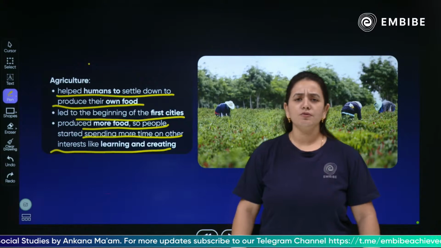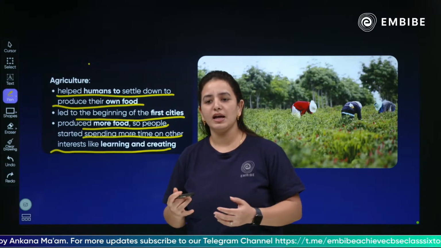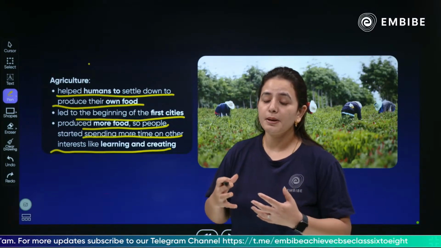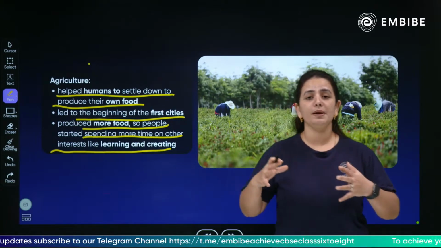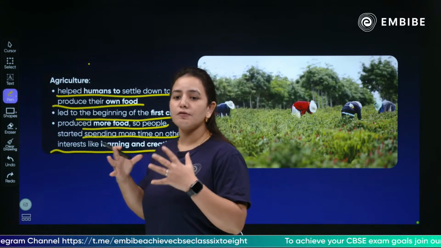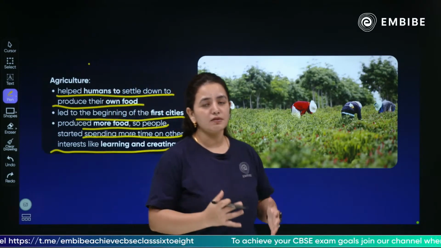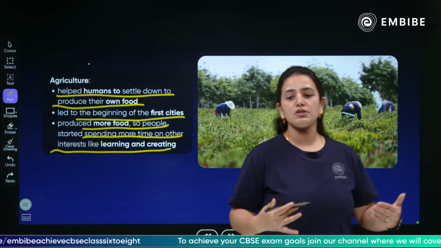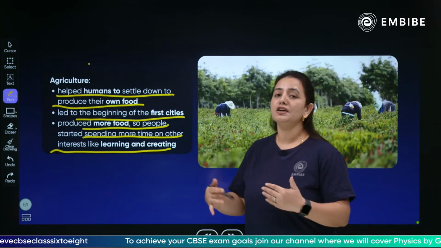Okay, so simply what agriculture has basically done is that few people are totally involved in the agricultural practices. Basically they are involved in the whole production, so the rest of the people can focus on learning and creating different interests.